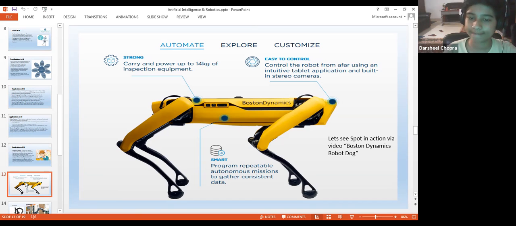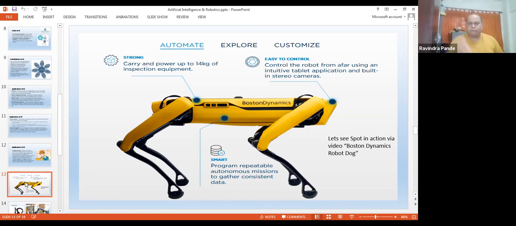Boston Dynamics. It costs around 70 plus K, but if you go to a cheaper market, like even Amazon, you can get such robots at $12,000. So in Indian markets, around 6 lakhs or so. So these are costly ones.